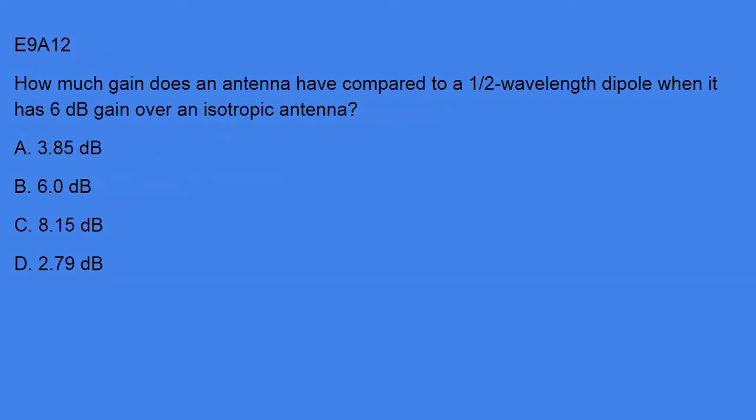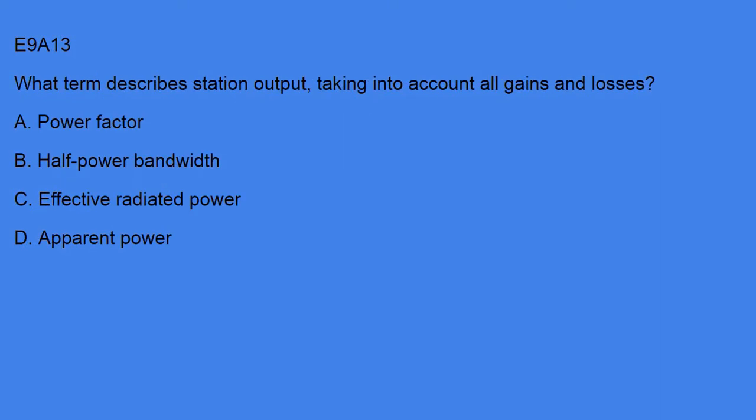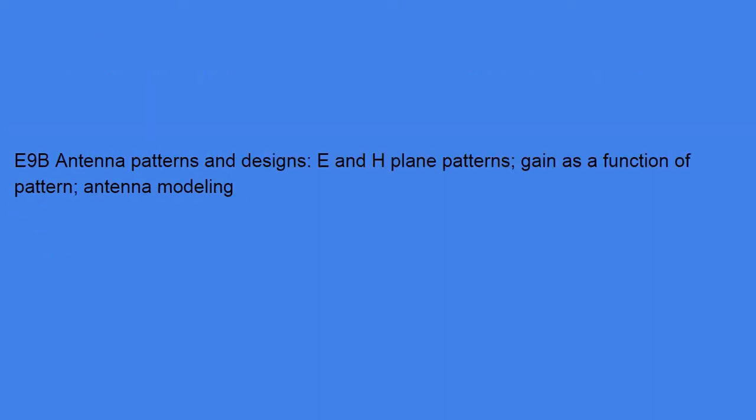E9A12, how much gain does an antenna have compared to a half-wave length dipole when it has 6 dB gain over an isotropic antenna? 3.85 dB. E9A13, what term describes station output taking into account all gains and losses? That is effective radiated power.